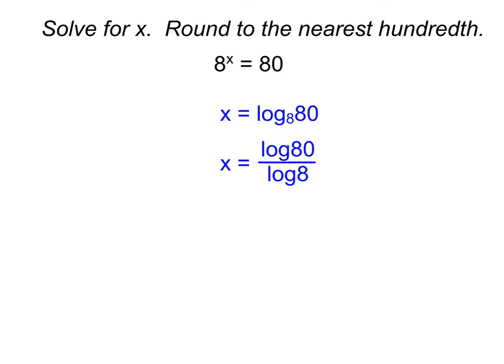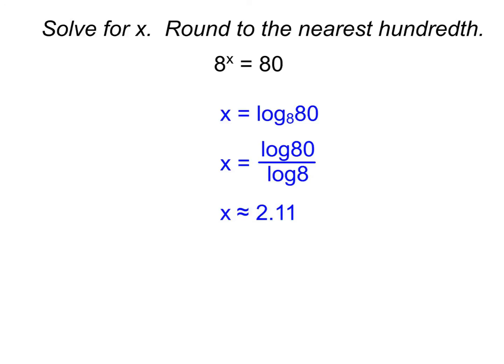Once we've written it in the change of base formula, then go ahead and do that calculation. So in this case, we do log of 80 divided by log 8. In this problem, that gives us about 2.11. I do want to be rounding it to 2 decimal places like this because it's specified to round to the nearest hundredth.